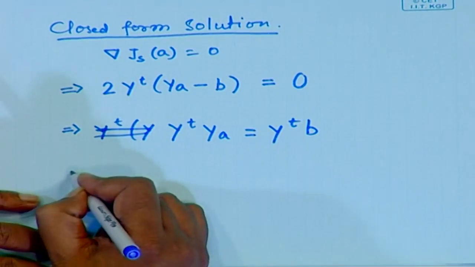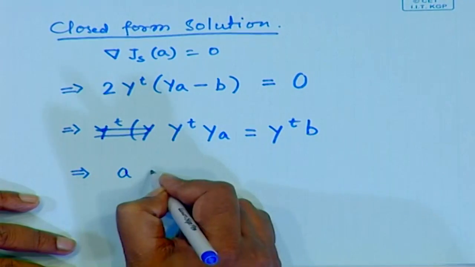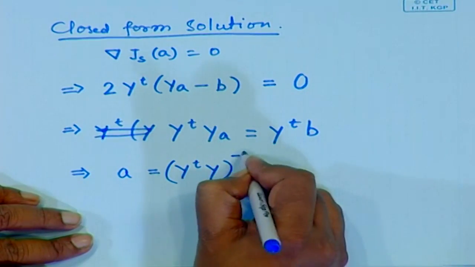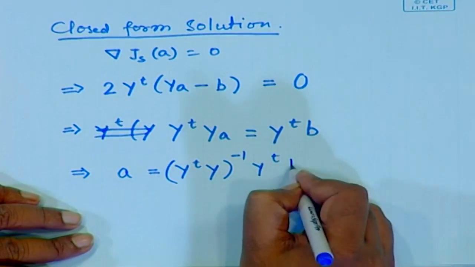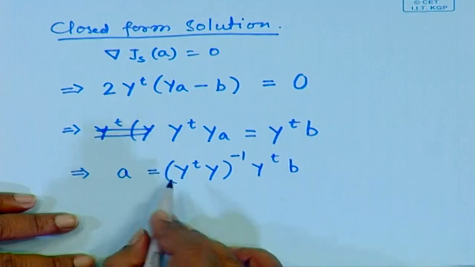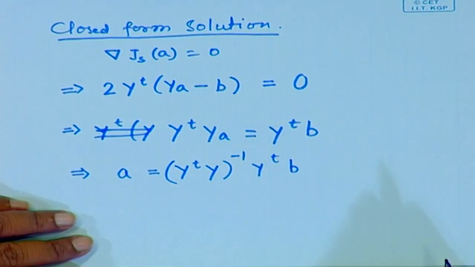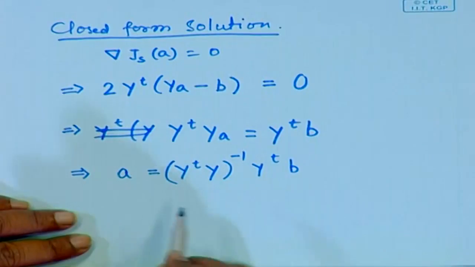Okay. And from here, I get a solution for A, which is equal to (y transpose y) inverse of this y transpose b. Now, over here you find that though y is a rectangular matrix of dimension n by d, y transpose y will be a square matrix of dimension d by d, because y is n by d. So, y transpose is d by n, y is n by d. So, d by n multiplied with n by d matrix becomes a square matrix. And quite often this matrix is non-singular.